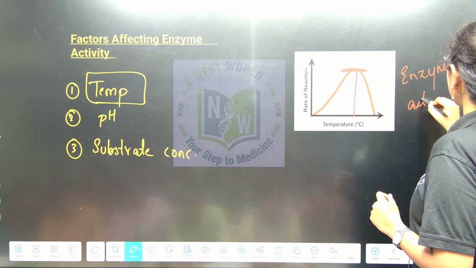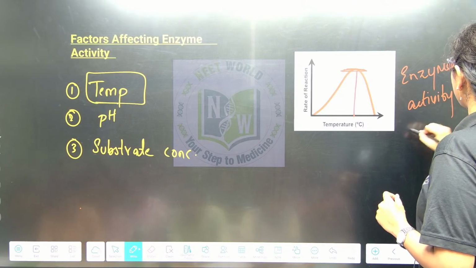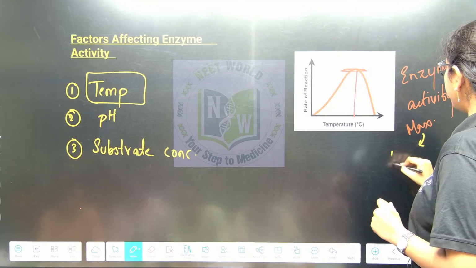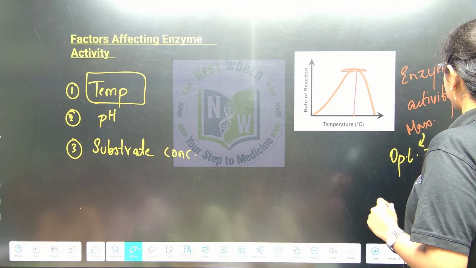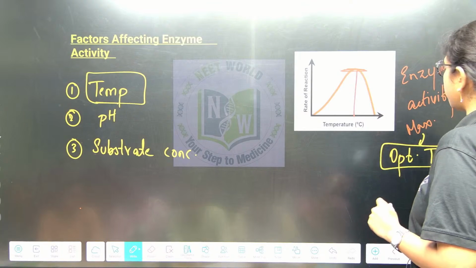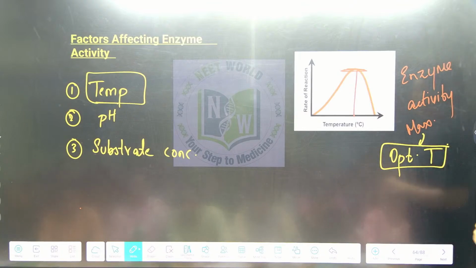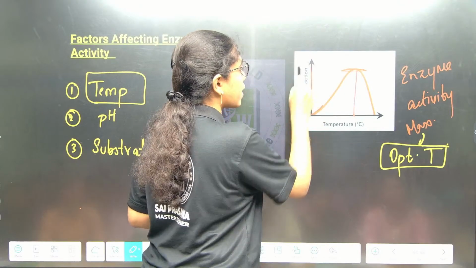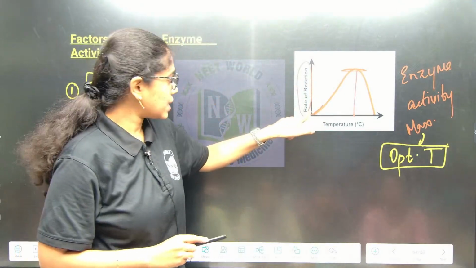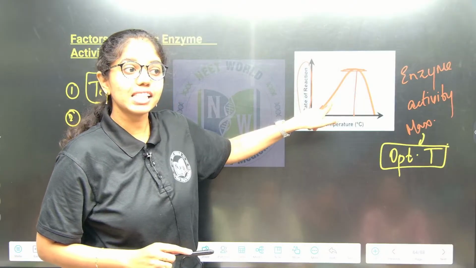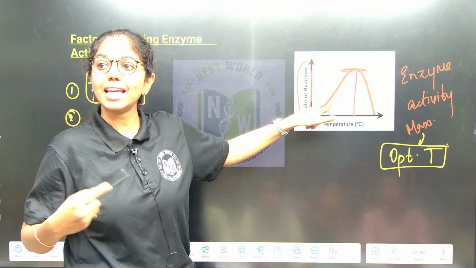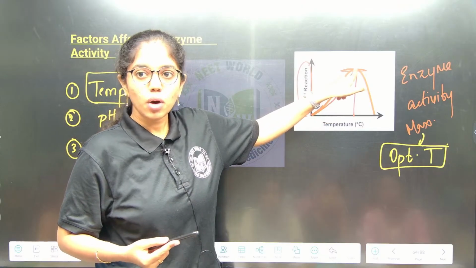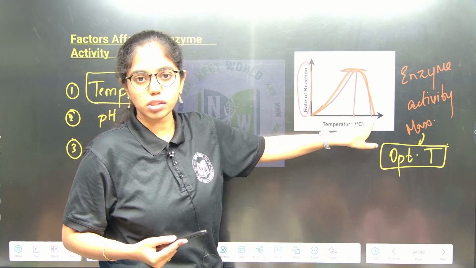Enzyme activity is maximum at what point? At optimum temperature. Enzyme activity is maximum at optimum temperature. As the temperature rises, there is an increase in rate of reaction, which means there is an increase in the enzymatic activity. At optimum temperature, it is maximum. With a decrease in temperature, it falls down again.